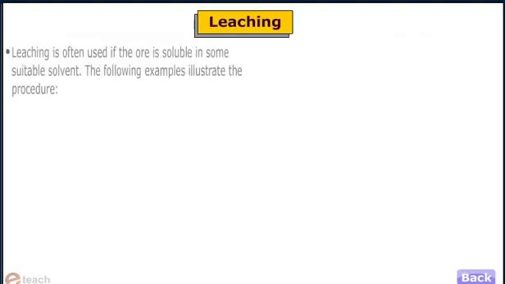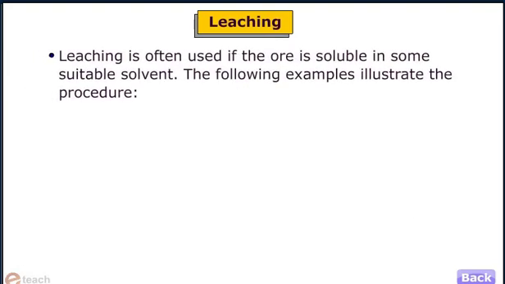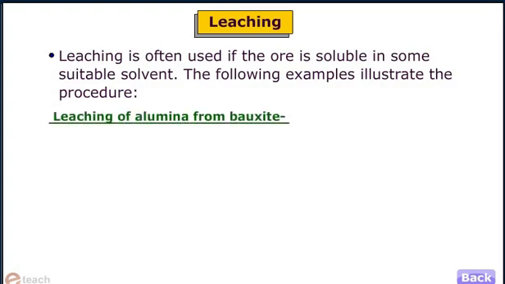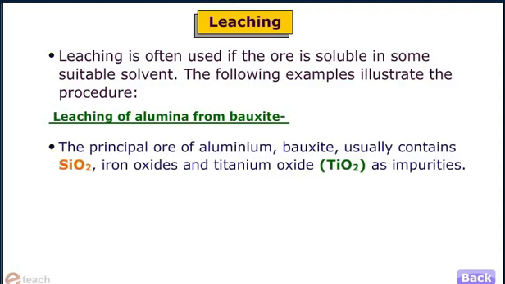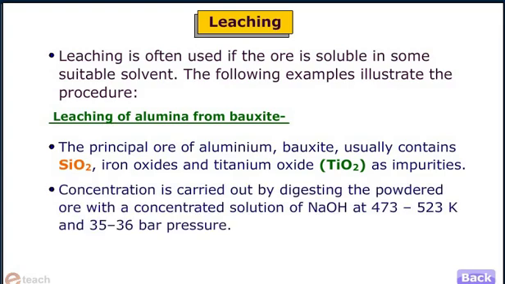Let us study leaching. Leaching is often used if the ore is soluble in some suitable solvent. The following examples illustrate the procedure. Leaching of alumina from bauxite. The principal ore of aluminium, bauxite, usually contains SiO2, iron oxides, and titanium oxide, TiO2, as impurities.